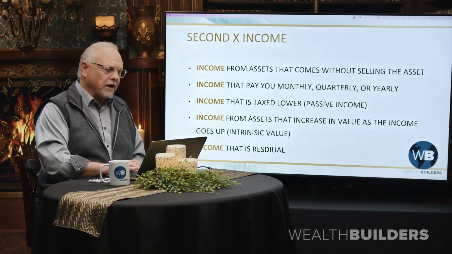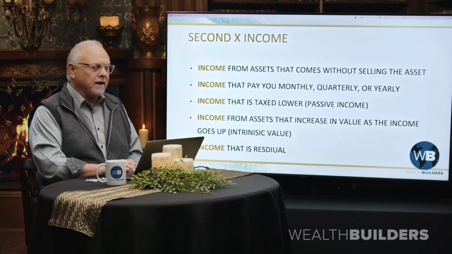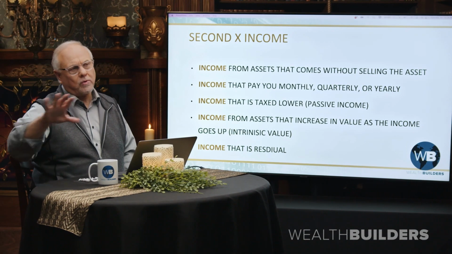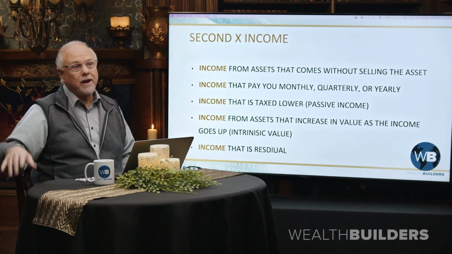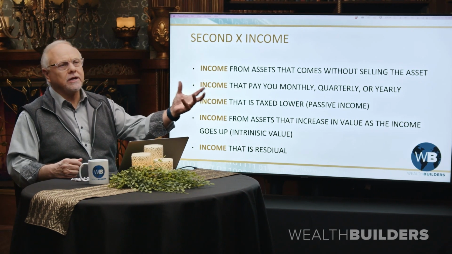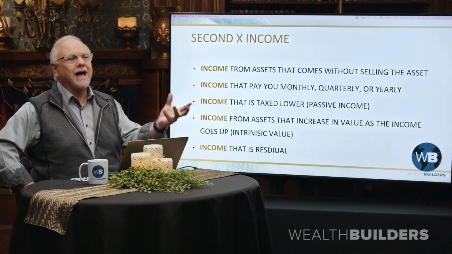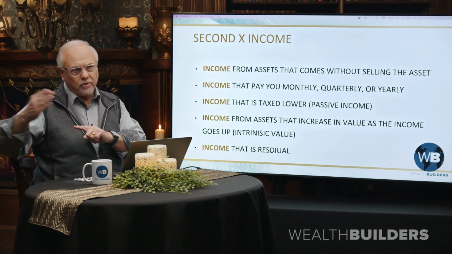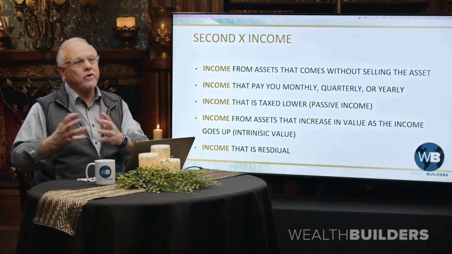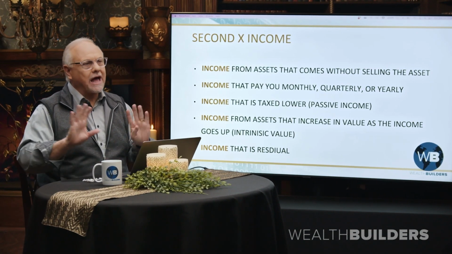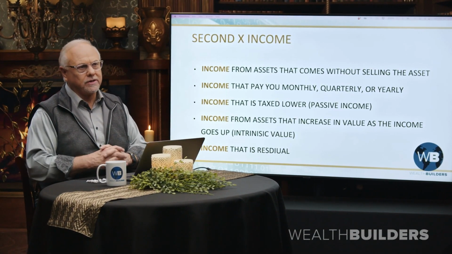And then the third thing we're looking for is income that is taxed lower, right? In most Western nations and in many developing nations, it's called passive income. So earned income, in case you don't know, is the highest taxed income there is. You go work, you get a job, you get paid, and they give you here in the United States what's called a W-2. That's earned income. It's the highest taxed income there is.